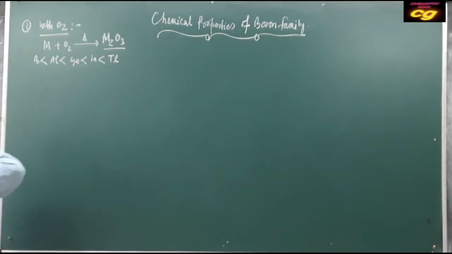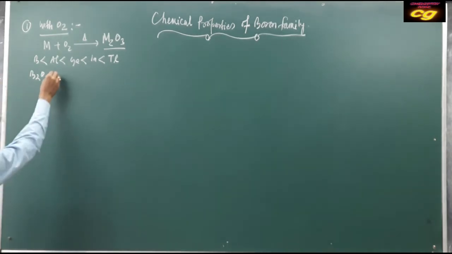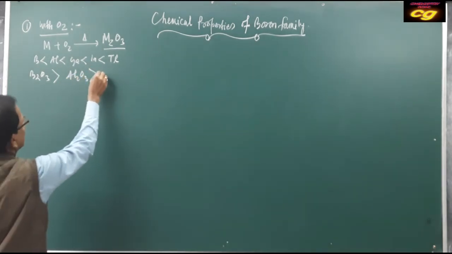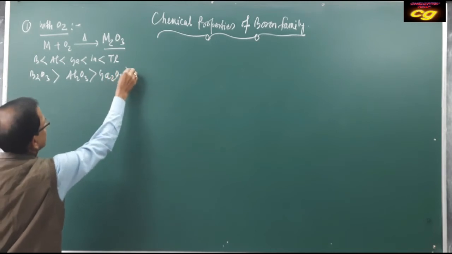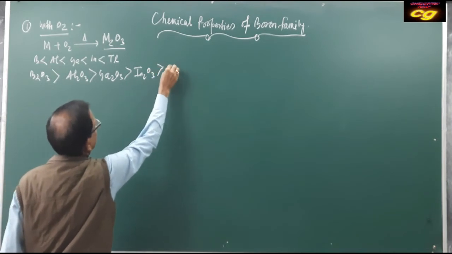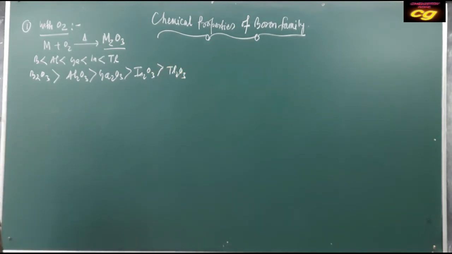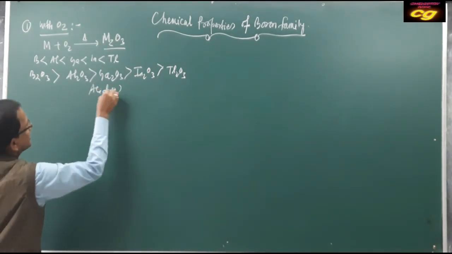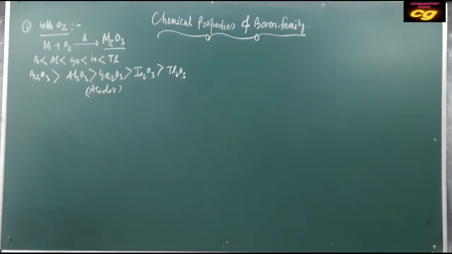Then what is the nature of the oxides? If you see, boron oxide, B2O3, has a highly acidic character. Then aluminum oxide, gallium oxide, indium oxide, then thallium oxide. But here you remember, B2O3 is almost acidic.